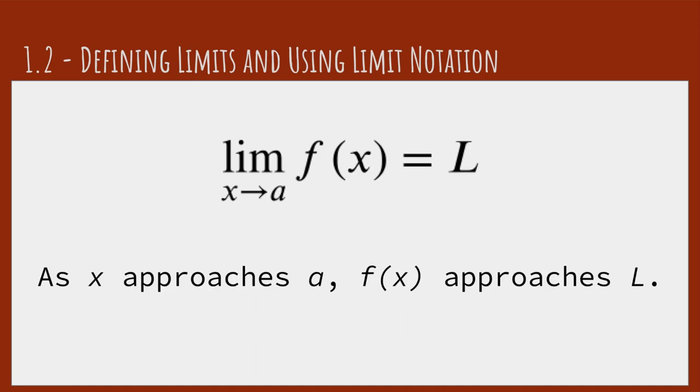So we read this, the limit as x approaches a of f of x equals L. So a is going to be some number. In the example I just did, a was 2, and then L is the value that the function approaches, so that's going to be 3. So another way of thinking about this is as x approaches 2, f of x approaches 3. All right, so this is the notation that we're going to use.